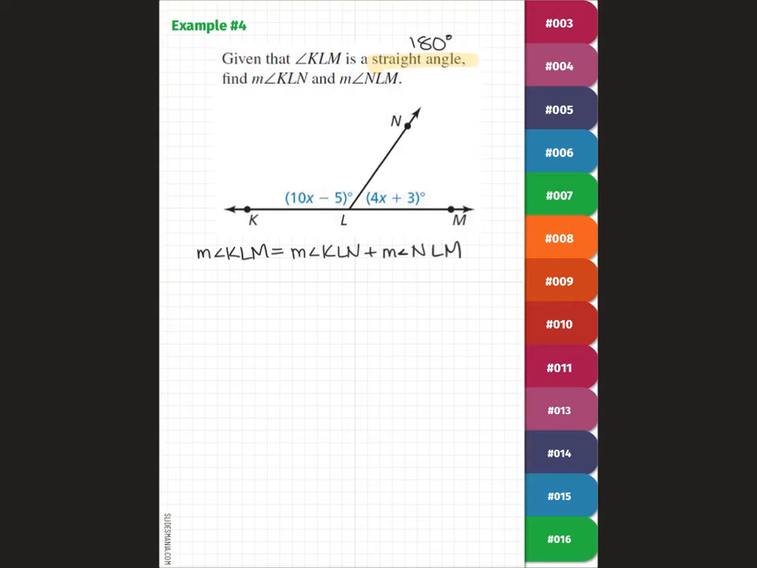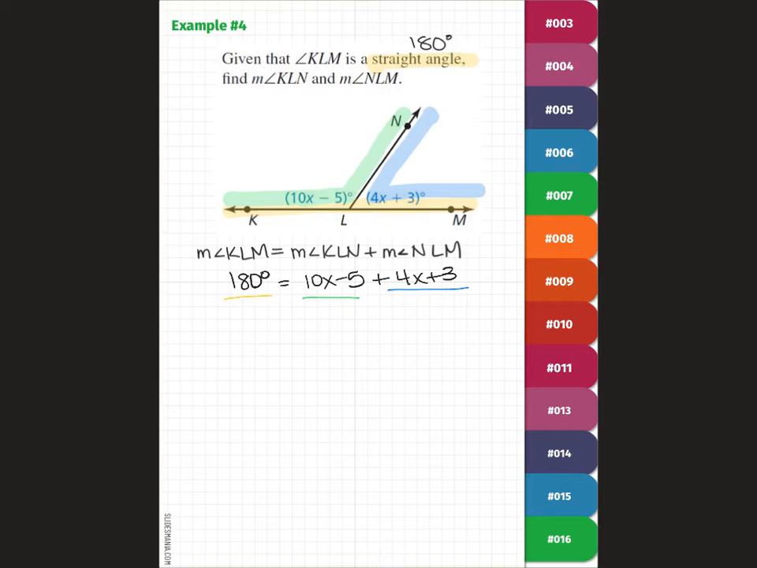So that means that my whole thing is going to be equal to this angle plus this angle. Okay? So we're filling it in. So KLM is a straight angle, so it's 180 degrees. The measure of angle KLN is equal to 10x minus 5. And the measure of angle NLM is equal to 4x plus 3. So I've just filled those in according to my angles.